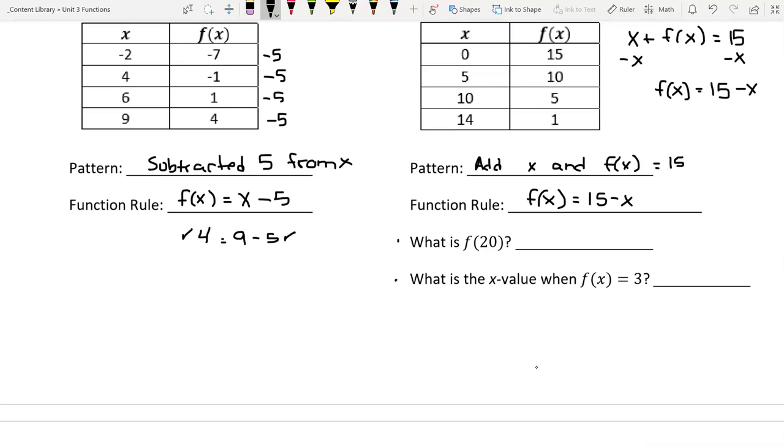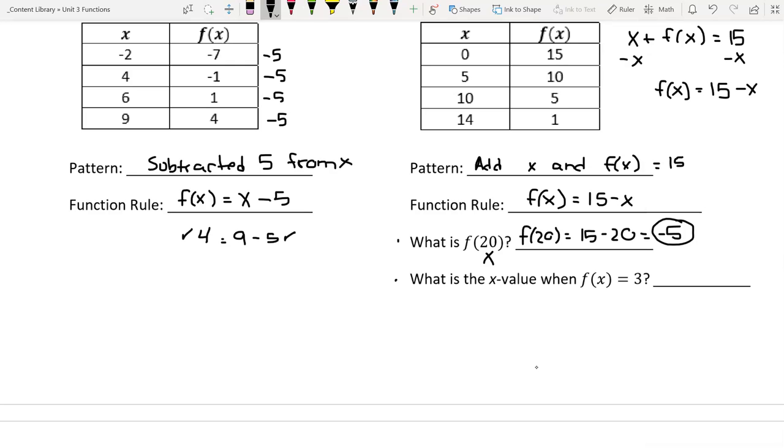What is f of 20? 20 is the x here. So we've done this before. This is saying plug 20 in for your function rule, in for x. So I would say f of 20 equals 15 minus 20. We've done this a ton. In your calculator, what's 15 minus 20? Negative 5. Okay, that's important, that you know how to just plug in a value into your new function rule.